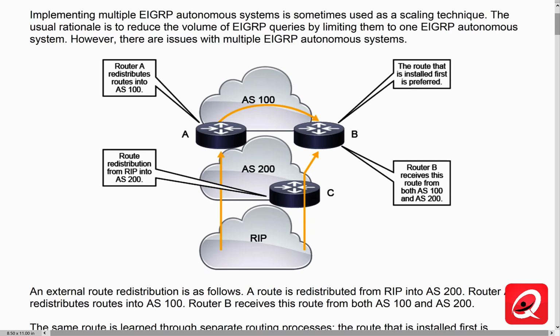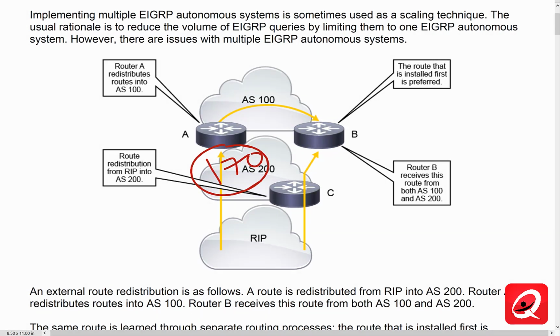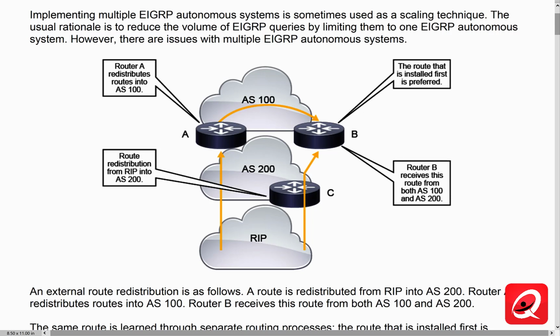When I redistribute from AS200 into AS100 on router A, it was already 170 when it came into here because it was redistributed into AS200 through RIP, and it stays 170 when it gets over to here. So we can't use administrative distance. And the same thing here, it would have shown up on router B as an AD of 170. Okay? So we can't use administrative distance as a tiebreaker. We can't use prefix length as a tiebreaker because it's the same prefix.